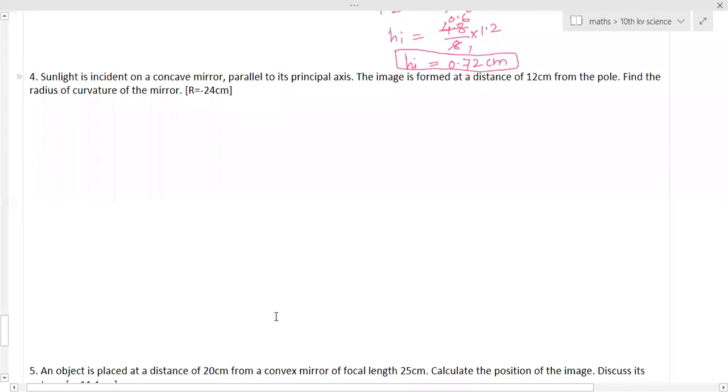Next question. Gautam, for you. Yes, ma'am. Sunlight is incident on a concave mirror parallel to its principal axis. The image is formed at a distance of 12 centimeter from the pole. Find the radius of curvature of the mirror.